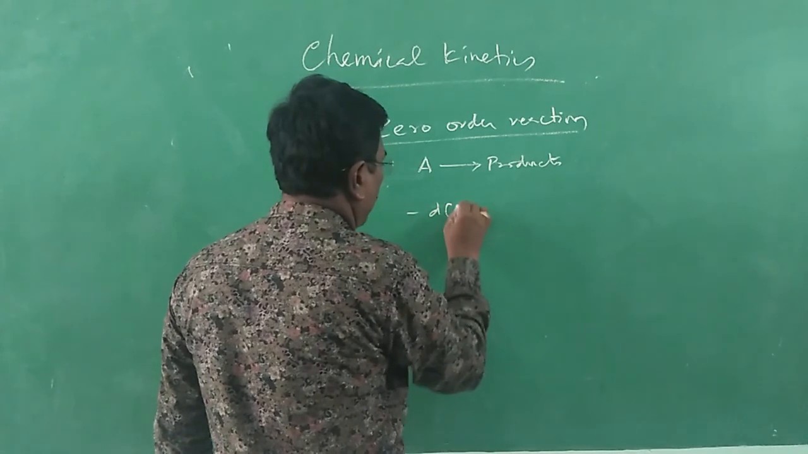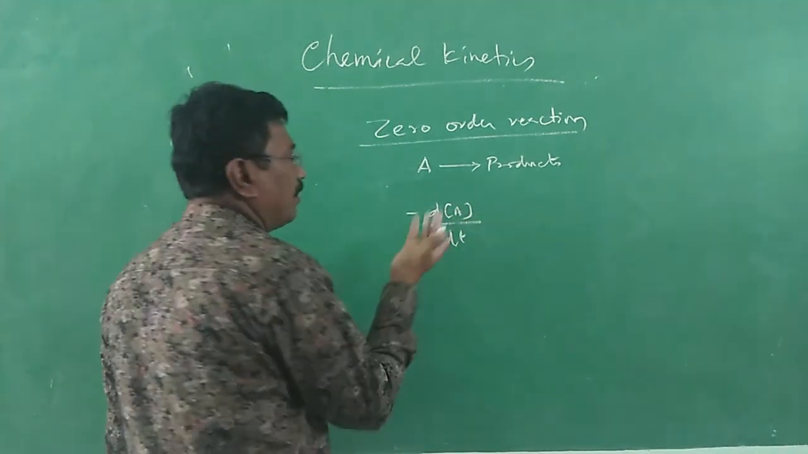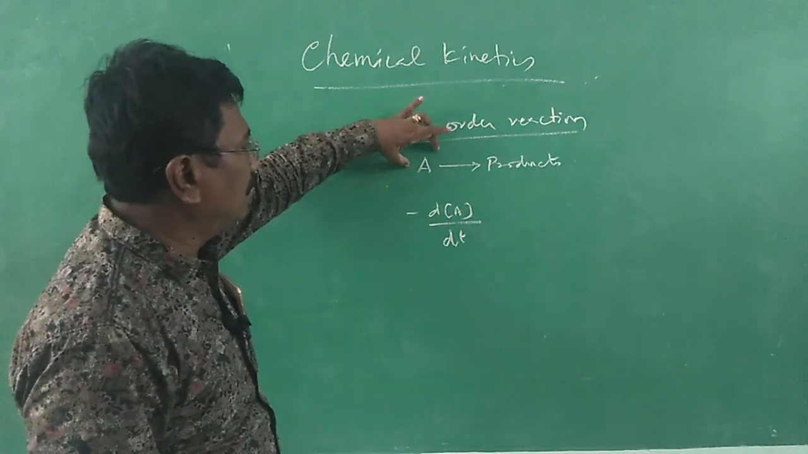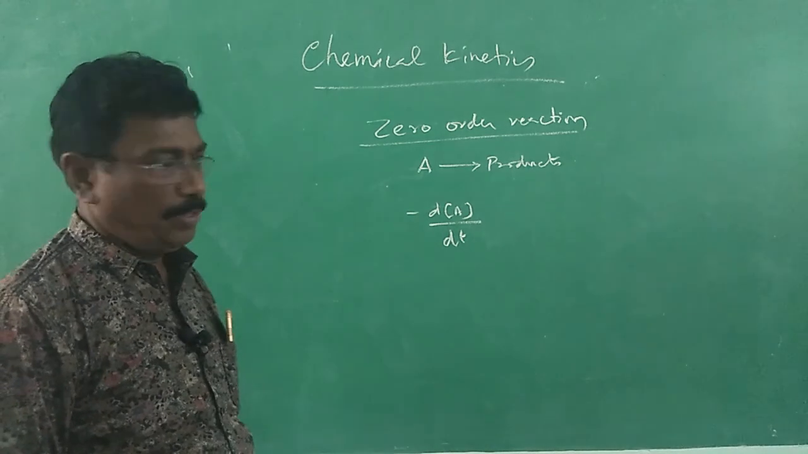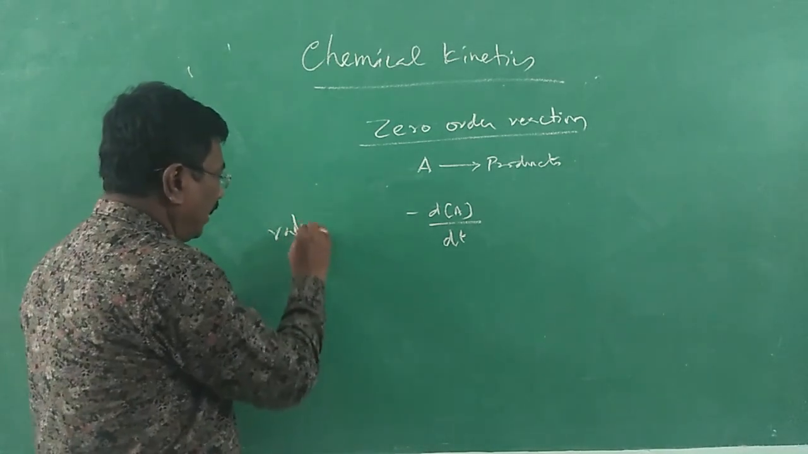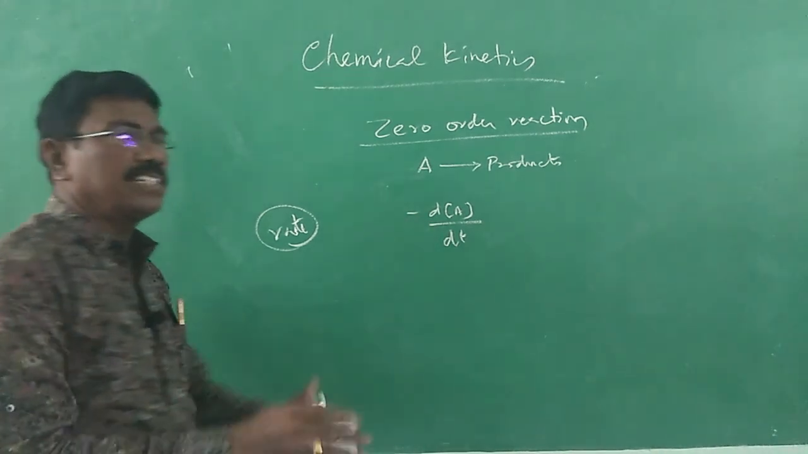Rate law: minus d of A by dt. It is nothing but rate. Instead of writing rate, I have given a mathematical expression, change in concentration divided by time. As time passes, concentration decreases, therefore the minus sign. So instead of writing the English word rate, I have given a mathematical expression, minus d of A by dt.